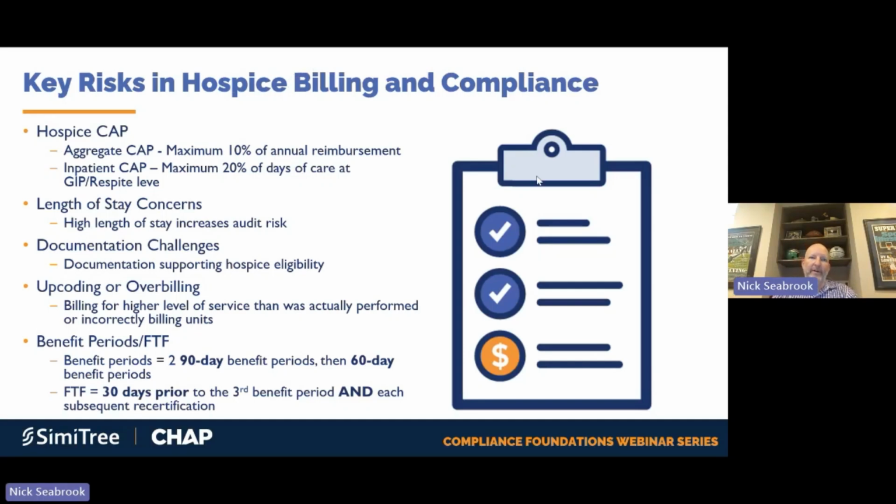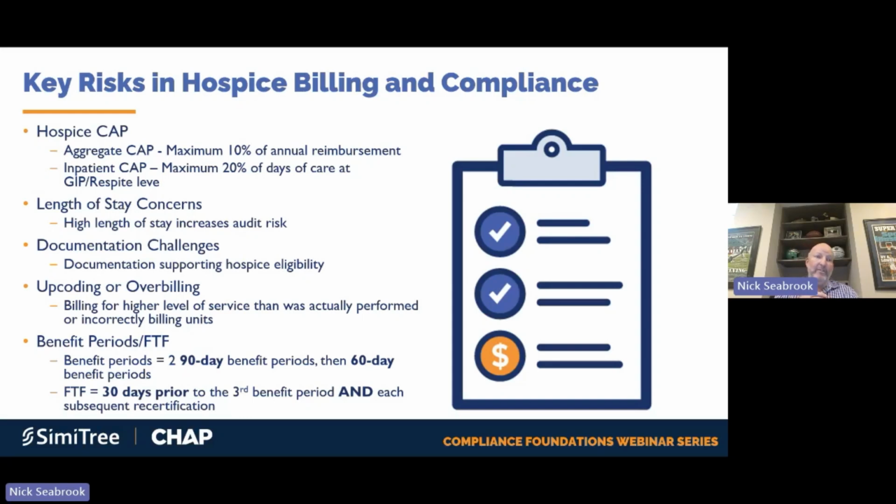And then flipping over to the hospice side here, one of the pieces that presents a risk as well is hospice cap. We didn't talk about this on some of the previous slides, but essentially this is a situation where the maximum for aggregate cap is going to be 10% of annual reimbursement for a patient. These are going to be essentially tied to your length of stay. The hospice cap is for specific patients. You have a certain amount of reimbursement that you could have per patient on average.